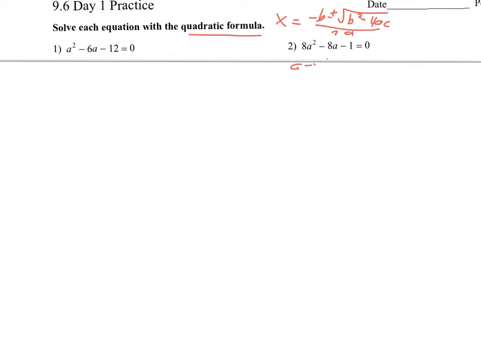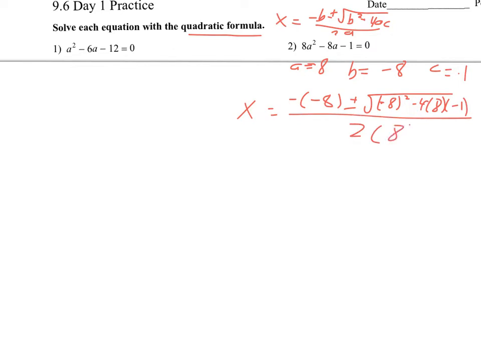So we have here a is 8. That's positive 8. B is negative 8. And then c is negative 1. They just go in order there. So I'm going to do x equals negative b, so that'll be negative 8, plus or minus the square root of b squared, so that's negative 8 squared, minus 4 times 8 times negative 1, all over 2 times 8, 2 times a.